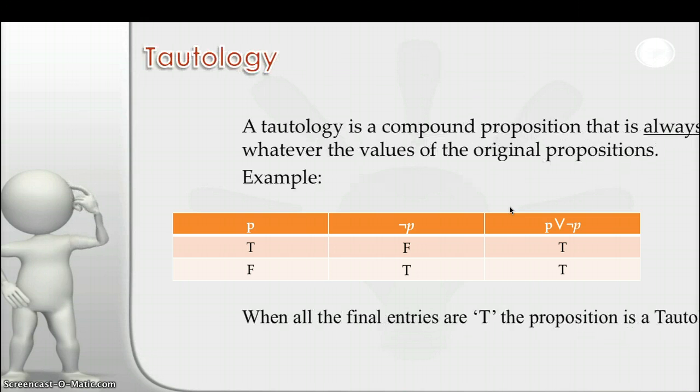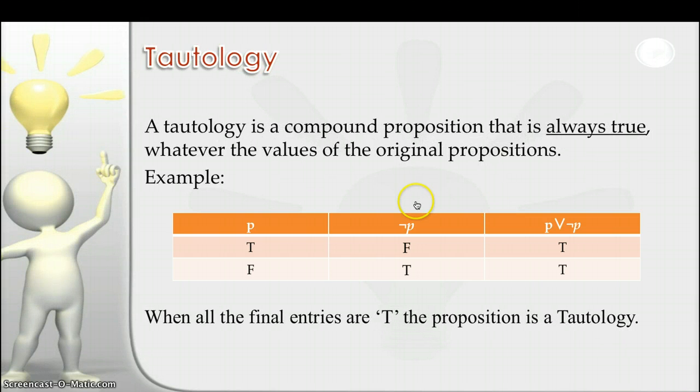The next one is tautology. Again, in this table, I use just one proposition, P, and then I negated the proposition P. So if your proposition is true, when you negate it, it becomes false. And when your first statement is false, when you negate it, it becomes true.